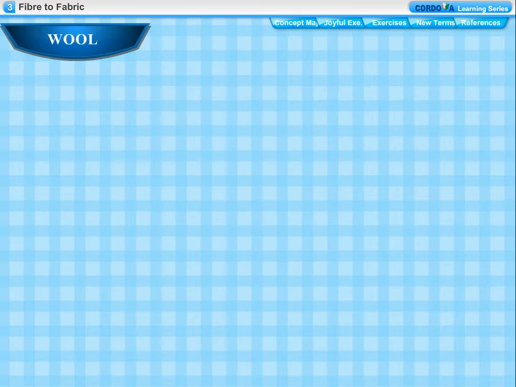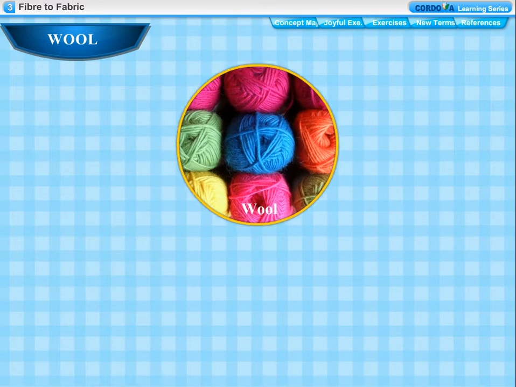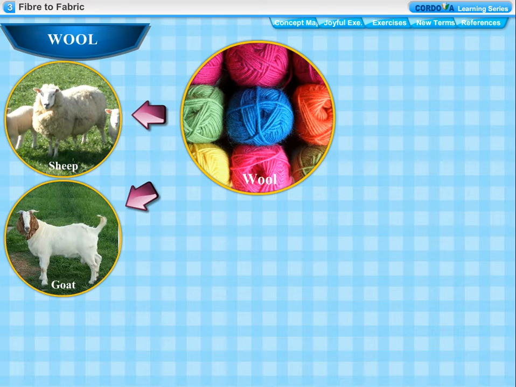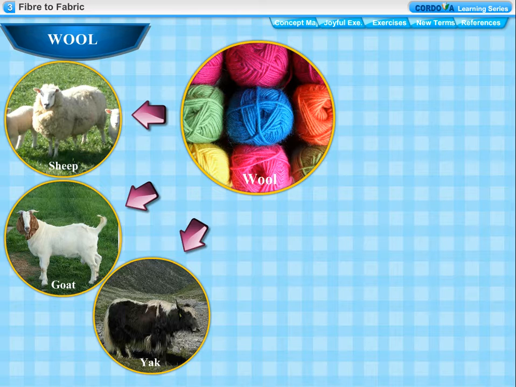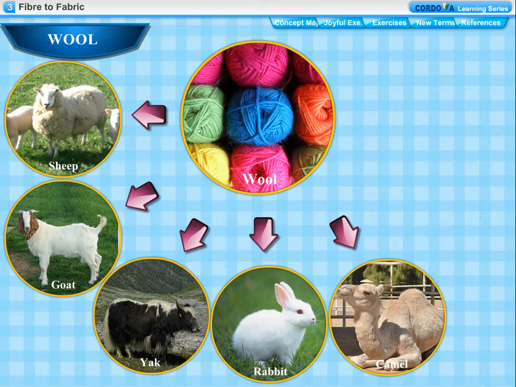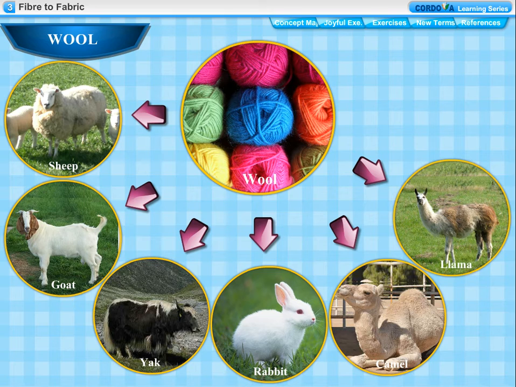Wool. We get wool from fur, hair of sheep, goat, yak, rabbit, camel, llama and alpaca.